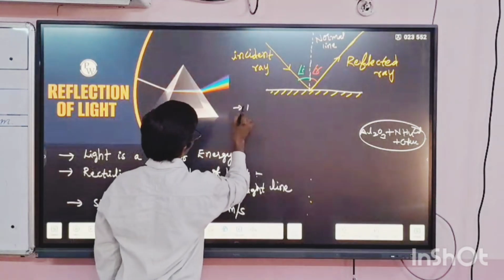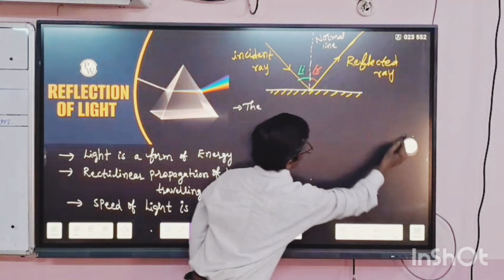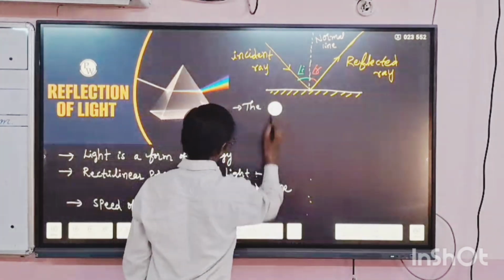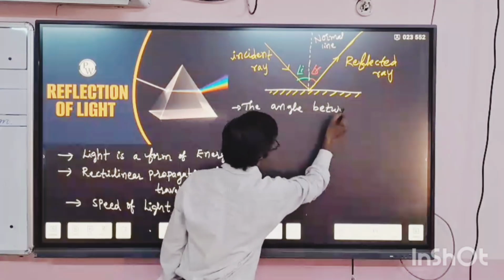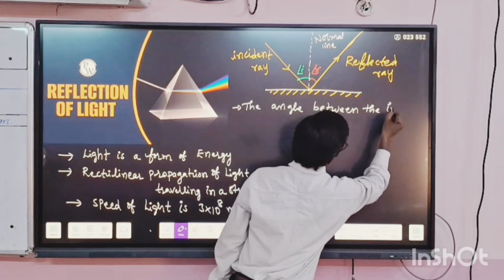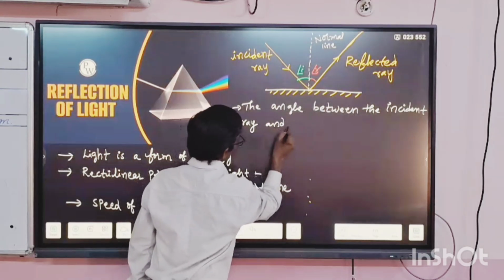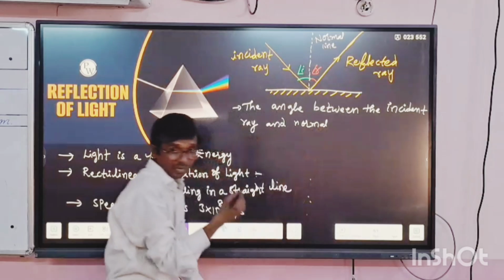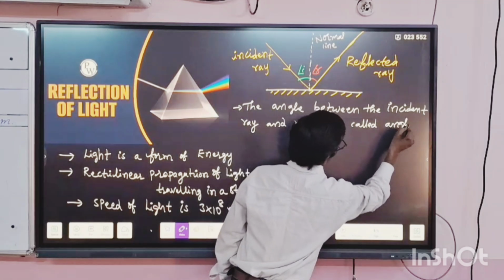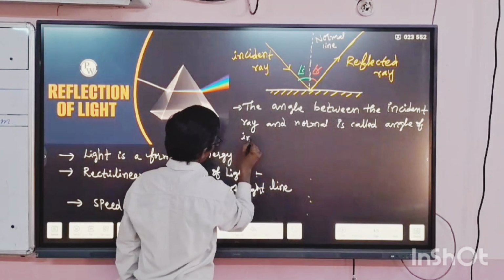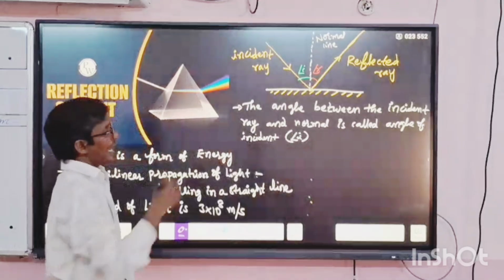So what is the angle of incidence? The angle between the incident ray and normal is called the angle of incidence.